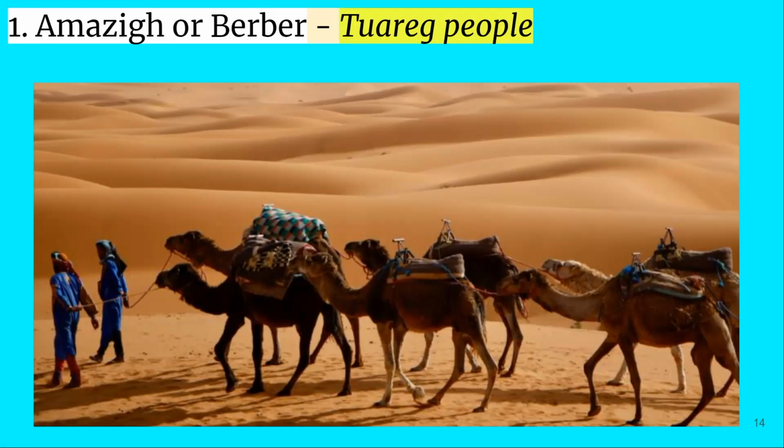traded with the Mali Empire, the Songhai Empire, the Ghana Empire, getting gold and taking it back to Northern Africa. It crossed over the Mediterranean Sea.